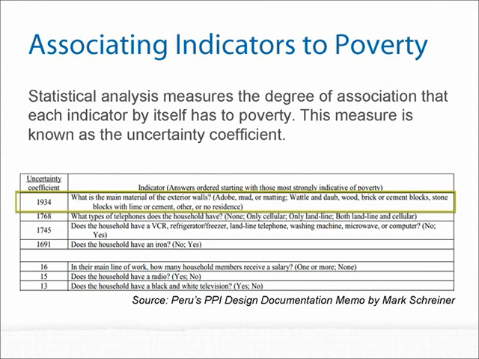Mark Schreiner uses a statistical method to measure the level of association that each indicator has with poverty. Poverty is defined as household expenditure below a poverty line. This measure is known as the uncertainty coefficient. For example, we can find the level of association between certain housing materials and the incidence of poverty of those living there. The higher the association, the better the indicator is at measuring poverty. In the case of Peru, whose uncertainty coefficient table is shown here, the main material of exterior walls is the indicator with the highest level of association to poverty.